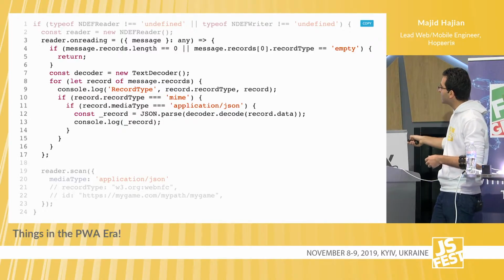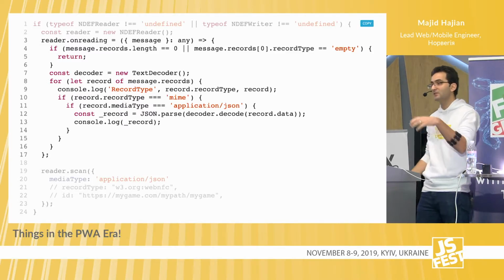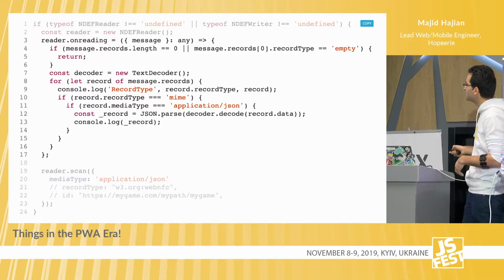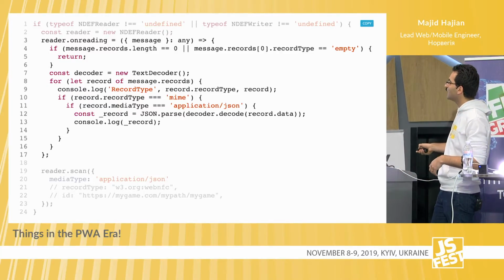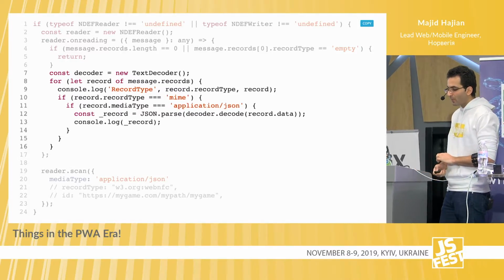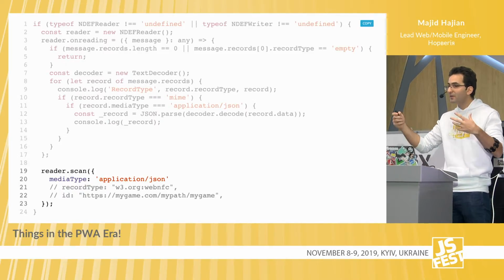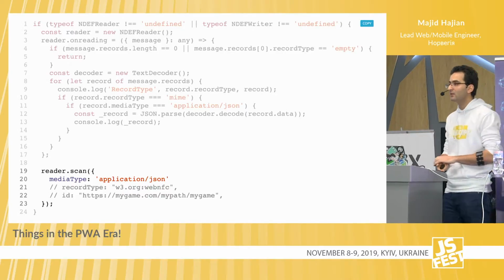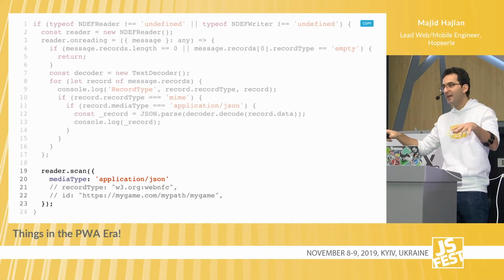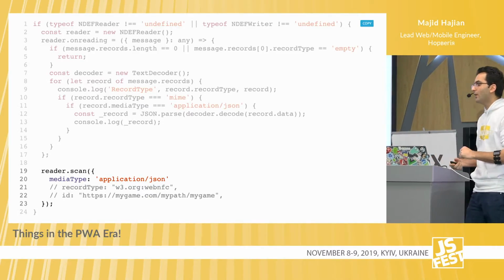For instance, in this case, I am checking if a record type is MIME, because I already pushed that, and if the media type is application/JSON, because that's the only thing that is important for my demo. And then I can decode the data and then parse it because it was JSON and do something with it, which you are going to see shortly. So, once the setup is done, then you can call scan on the reader. Scan will stay there and constantly listen to read the tags for you. All right.